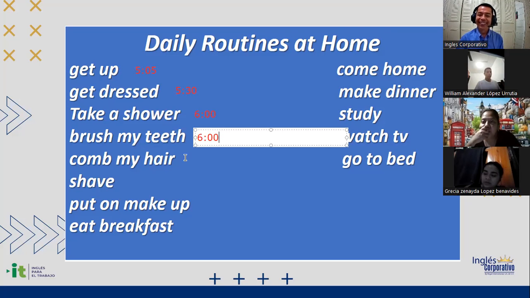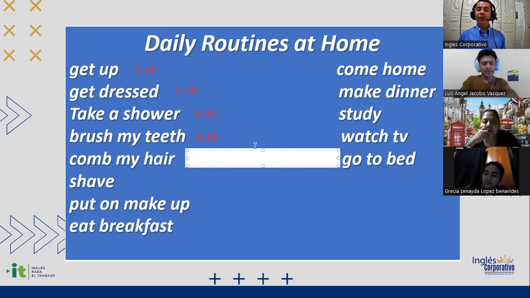Oh, yes, I know you do. In the morning, I mean, during the day. Oh, is it necessary, Luis? I comb my hair at around 6:20. 6:20. Let's say this. So Luis combs his hair. Not my hair. His hair. At 6:20. Okay. Luis combs his hair at 6:20, right?